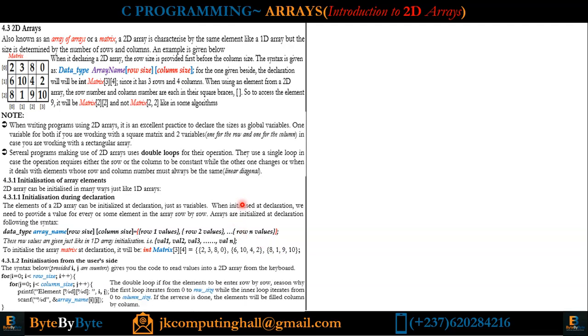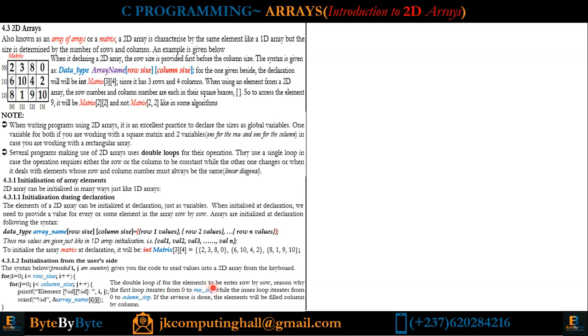Initialization from the user side. The syntax below, provided i and j are counters, gives you the code to read values into a 2D array from the keyboard. So we have for i equals 0, i less than row size, for j equals 0, j less than column size. Printf, so that you should know the index at which you are working. Then you have your scanf with %d, provided it is an array of integers, then your ampersand, array name, position i, j. So this is the explanation.